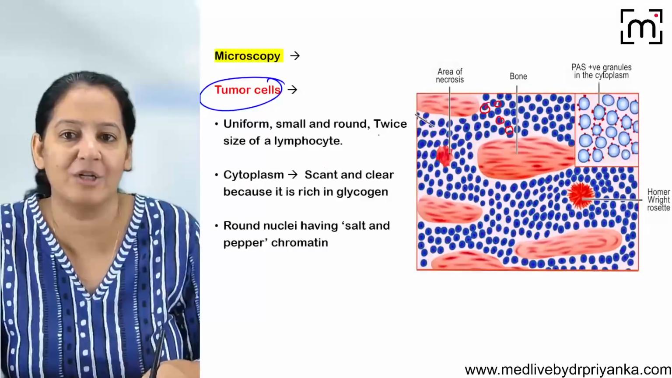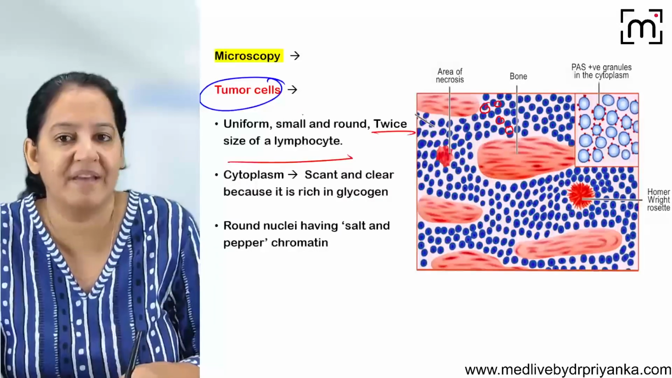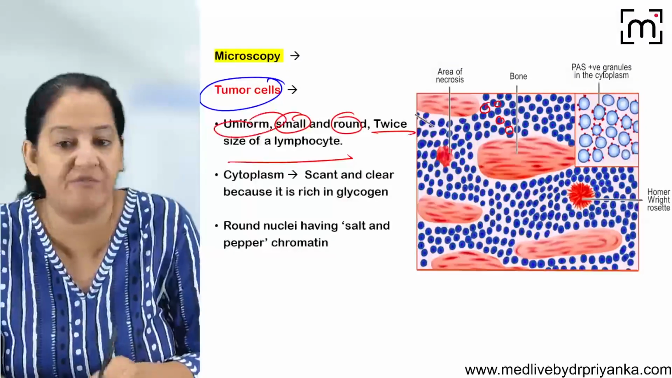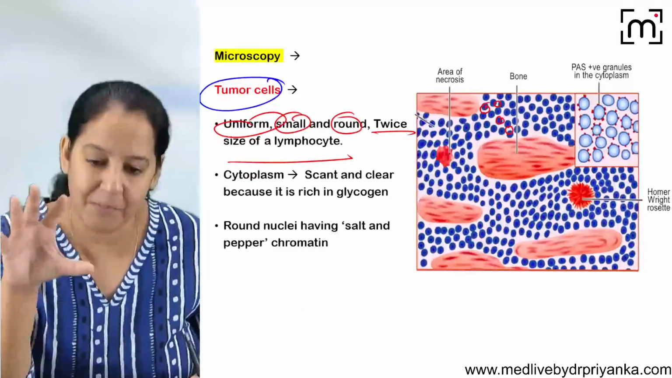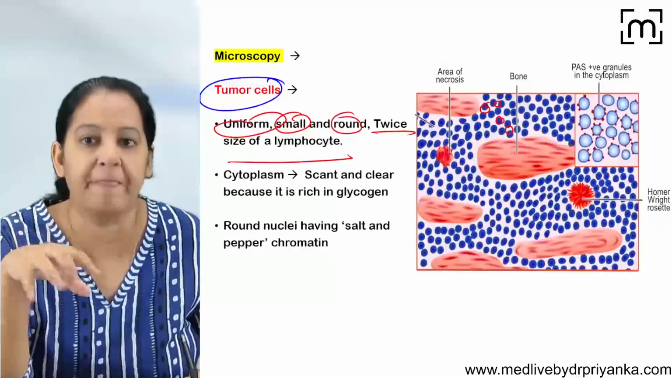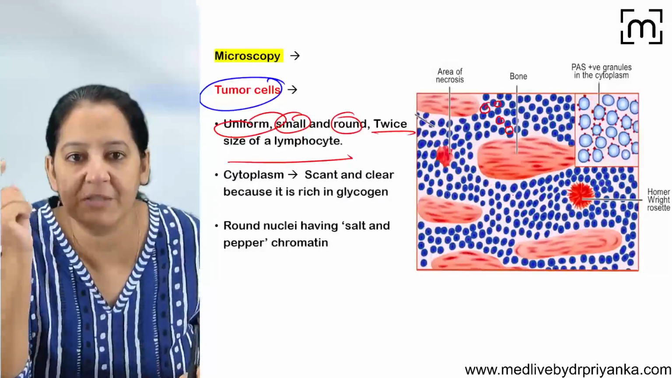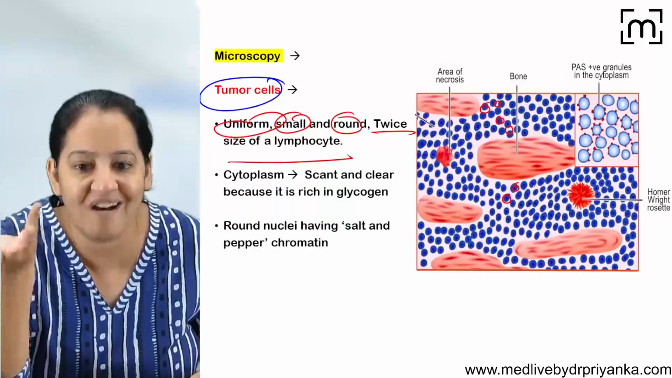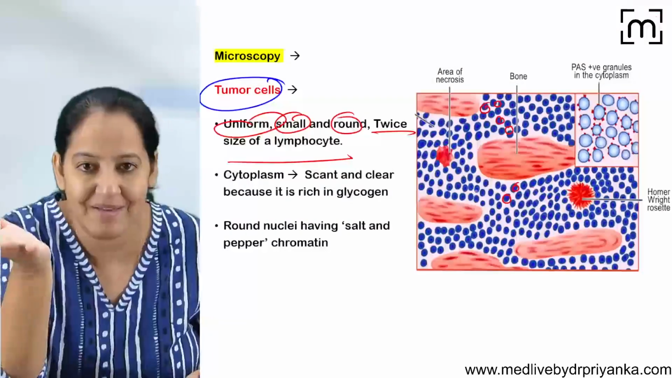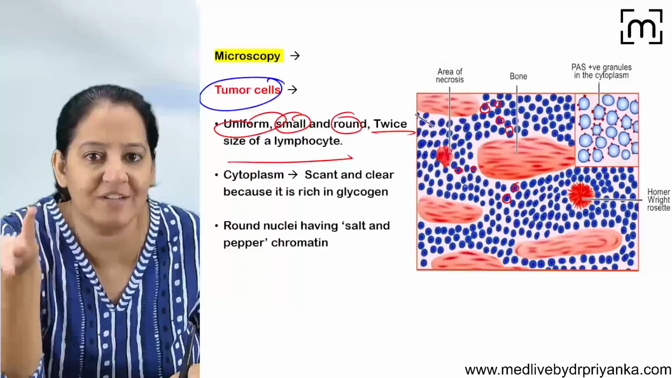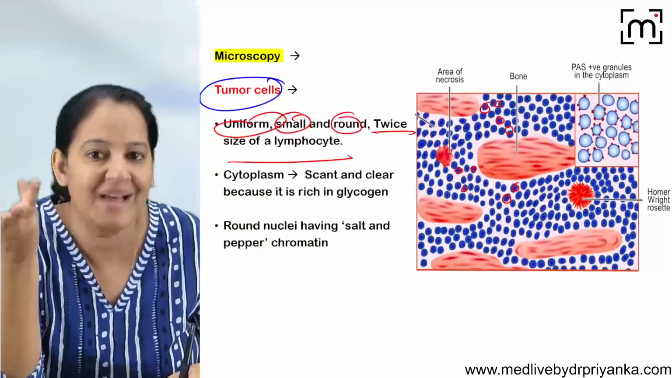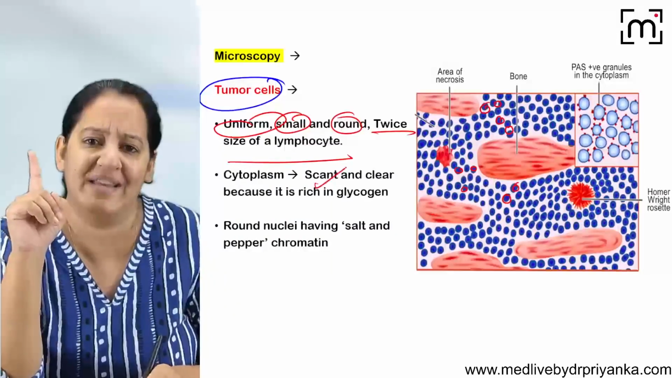They are twice the size of the lymphocyte, but they are very small, round, and uniform. There is no pleomorphism. They are blue looking, and they have very scanty cytoplasm. In this diagram, I can see only the nucleus, the blue color nucleus. I can't see the cytoplasm in any of them. I have drawn the blue circles; they are the nucleus of the tumor cell. Where is the cytoplasm? Cytoplasm is very scanty.